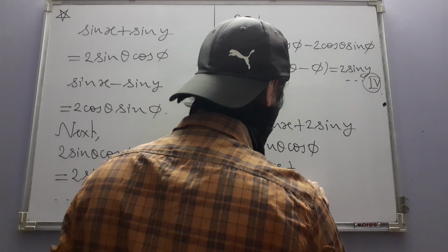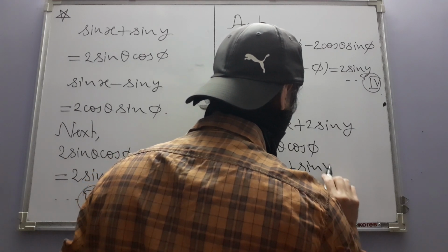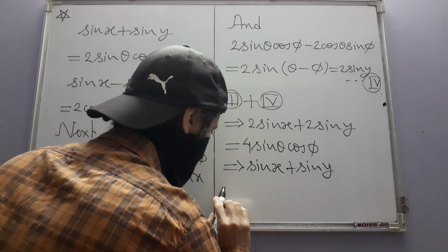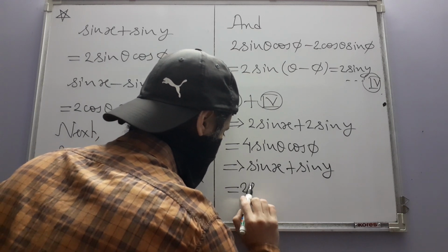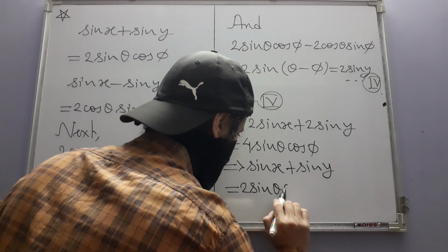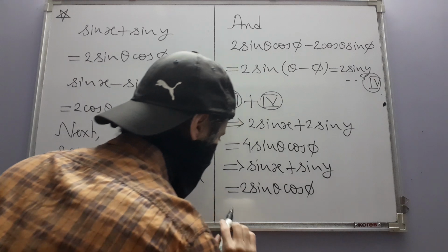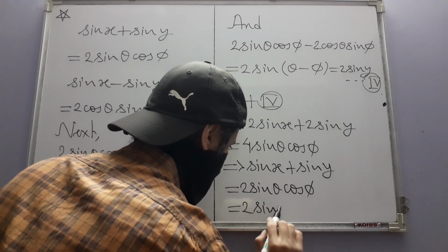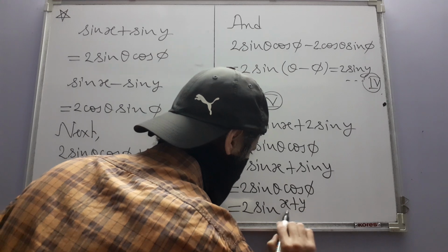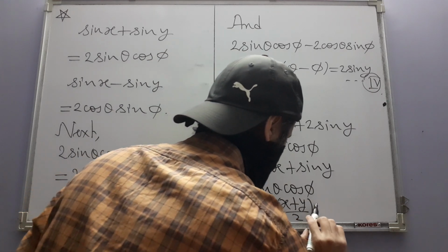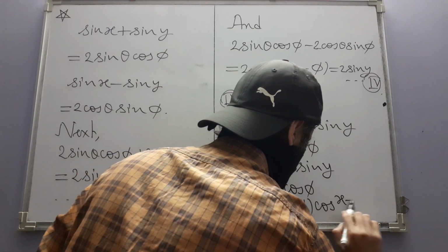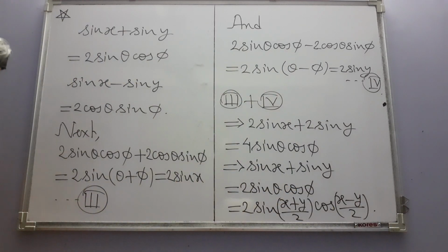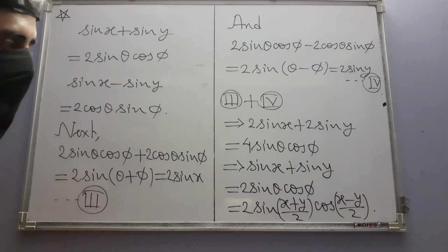So sin x plus sin y is now equal to 2 sin theta cos phi, and that just is 2 sin of x plus y over 2 times cos of x minus y over 2. Yes, so that is our third identity.